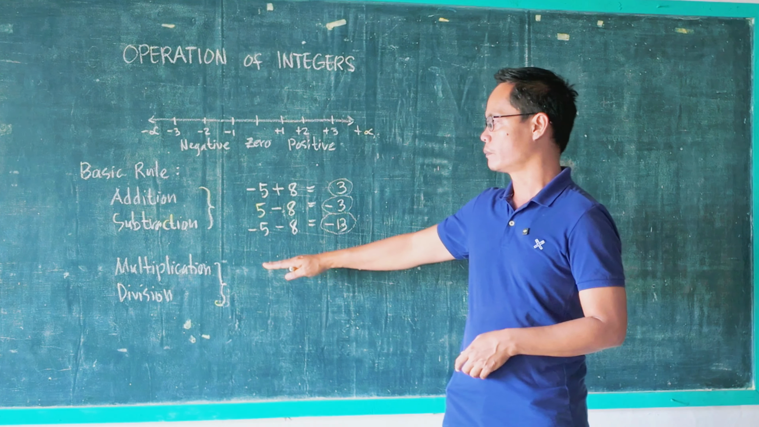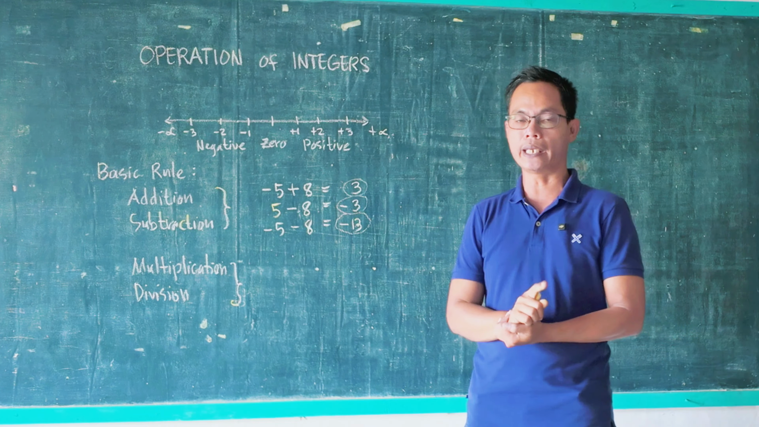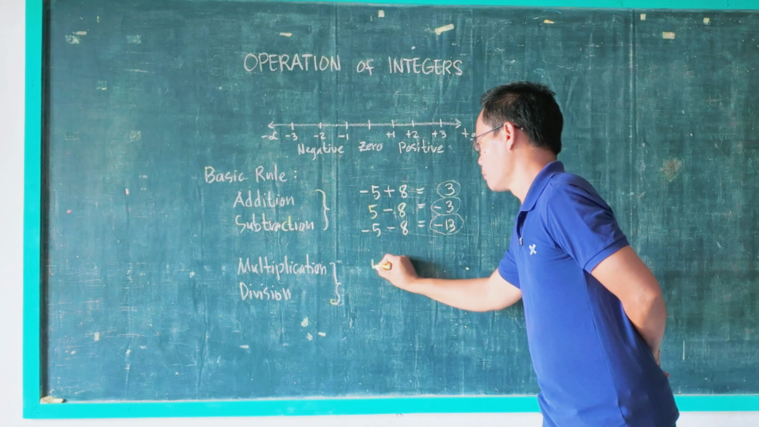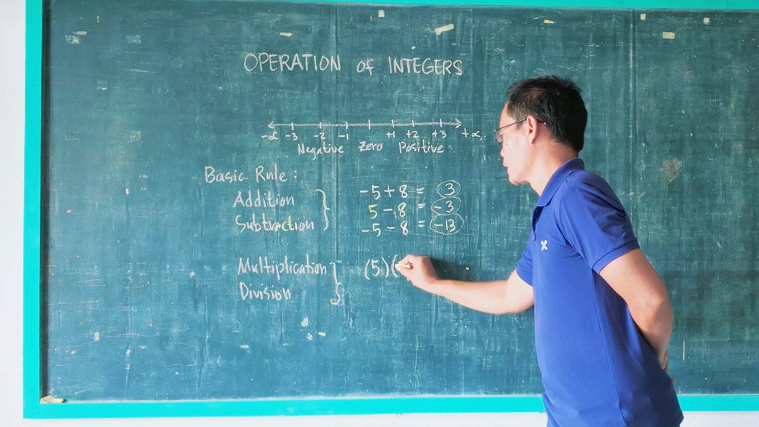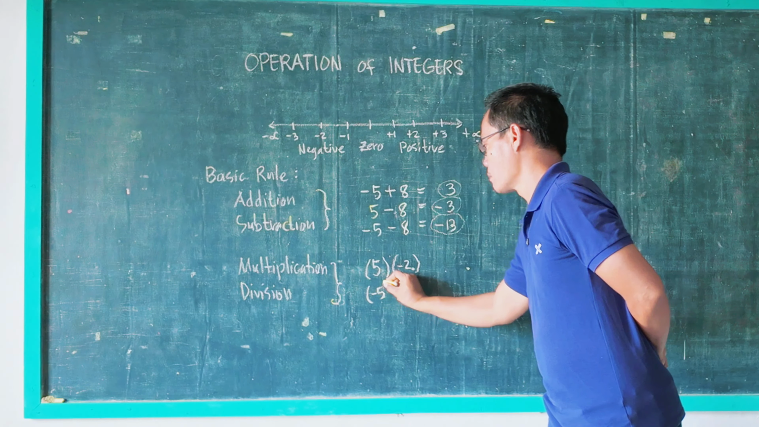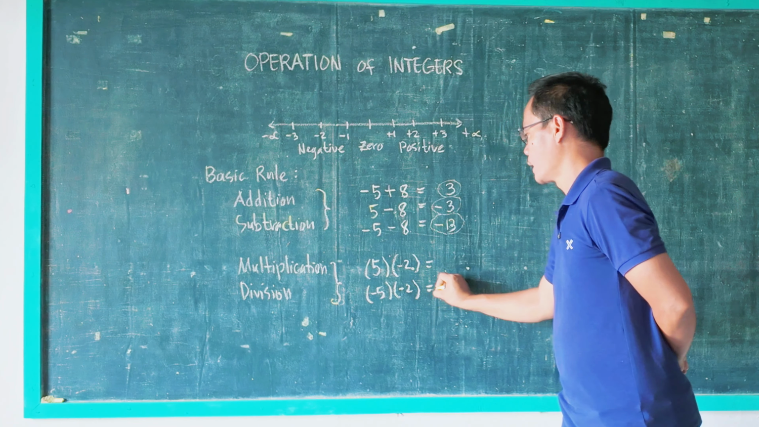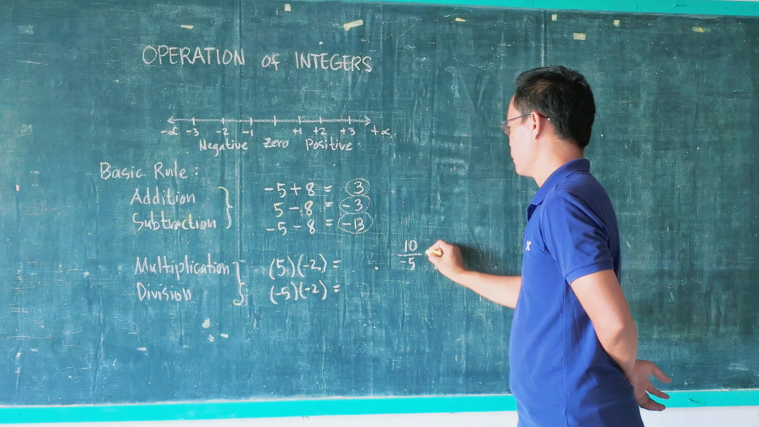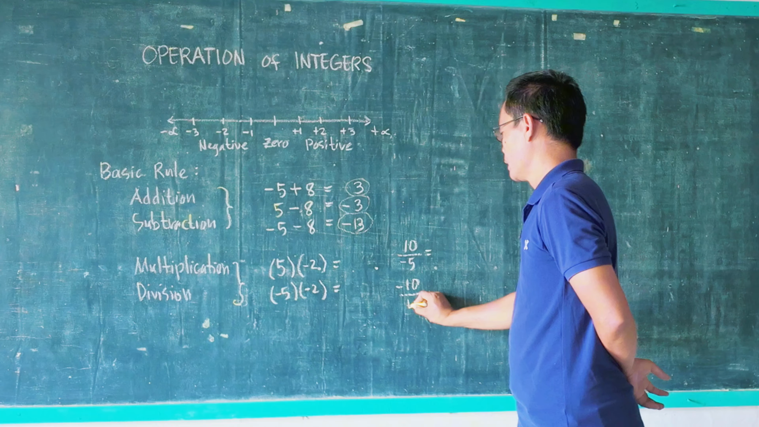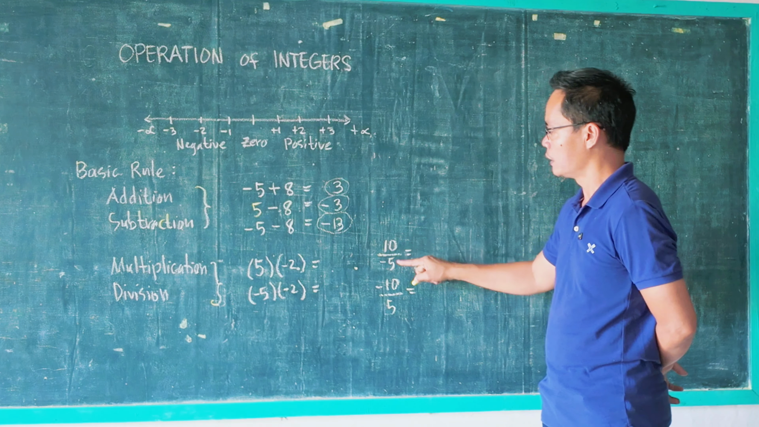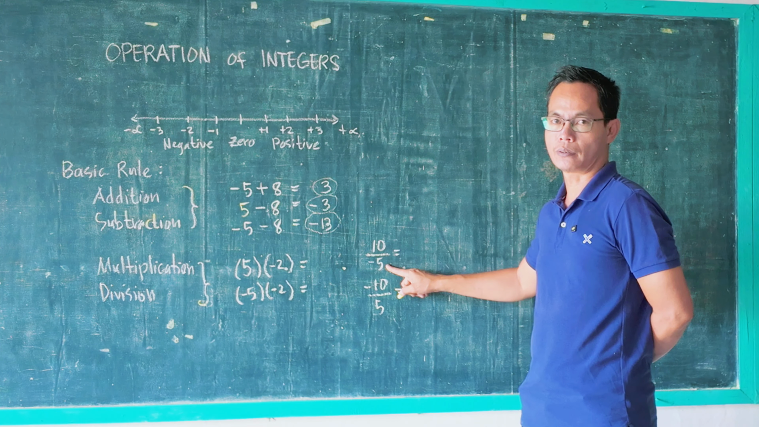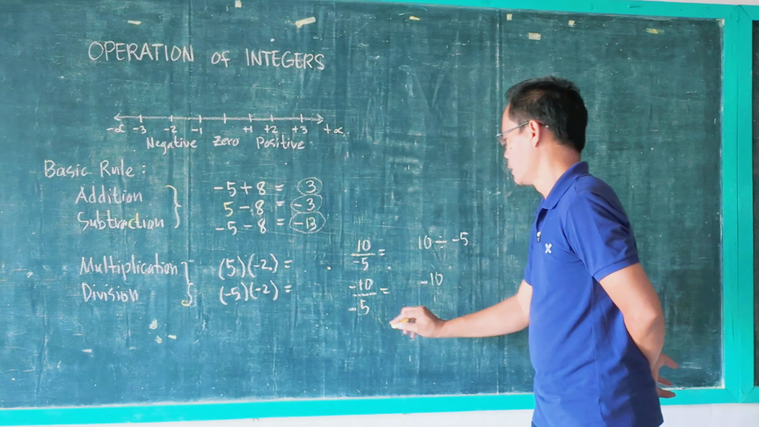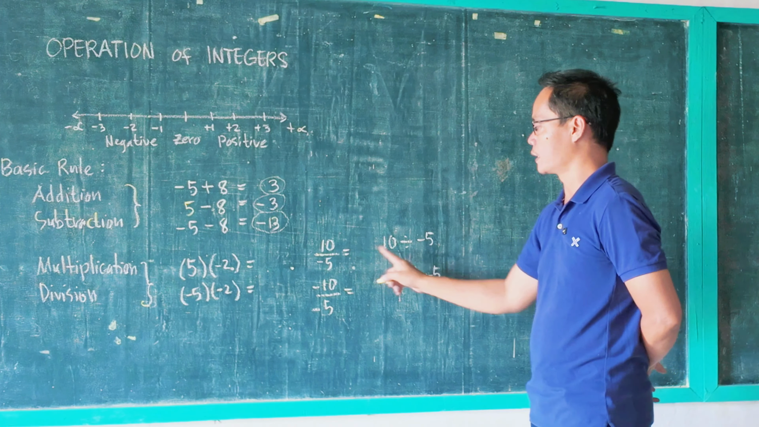In this operation, wala kang ibang gagawin kundi magmumultiply or magdi-divide. Let's take a look on this example. If you have, let's say, 5 multiplied to negative 2, or maybe negative 5 multiplied to negative 2. Okay? Now, the other example here, 10 divided by negative 5 and negative 10 divided by 5. So don't be confused if you see a fractional form. This operation is still division. So pwede mong sasabihin na 10 divided by negative 5 or maybe negative 10 divided by negative 5. So magkapareho lang yan ang ibig sabihin yan.